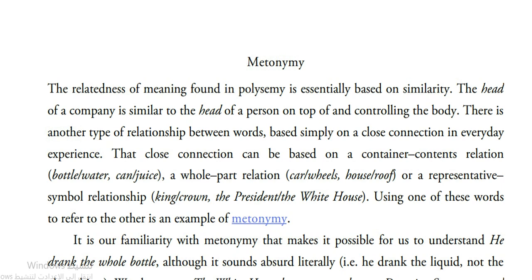We have metonymy. What do you mean by metonymy? These words, like when we have bottle, water, can, juice, car, wheels, house, and roof. What's the point here? It means they link. So metonymy is when you link one word to its own part or associated thing, like here we have king and crown. We always remember, if we have seen some examples or movies, if you look at the typical king, you will find the crown on his head. When we have a president, we remember the White House. When we mention the word can, we also think about a can of juice, a bottle of water. So you link it based on the word first mentioned by the speaker. And that's called metonymy.